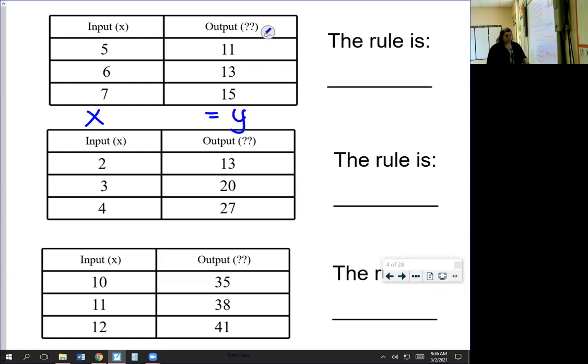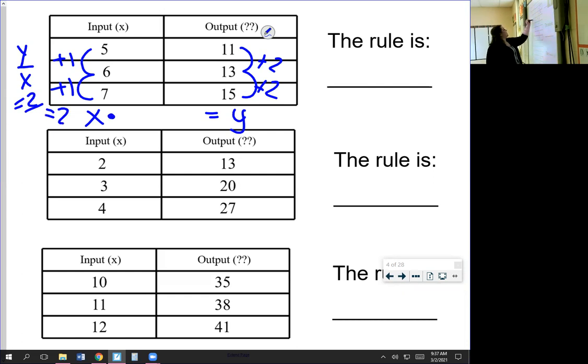Okay, so let's do the same thing I did before. What is the relationship going down here and here? This is still adding 1. This is adding 2. So y divided by x is 2 over 1, which is 2. So I'm going to multiply by 2. So right now I have y equals 2x.